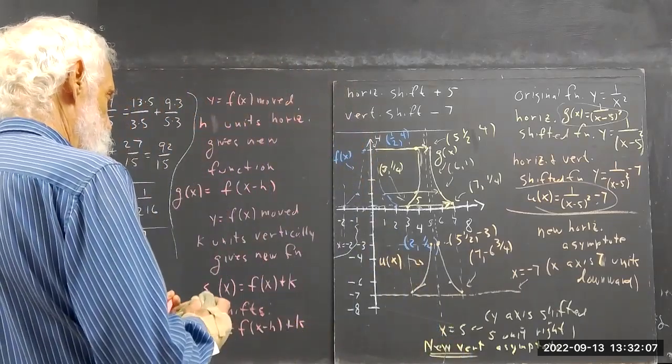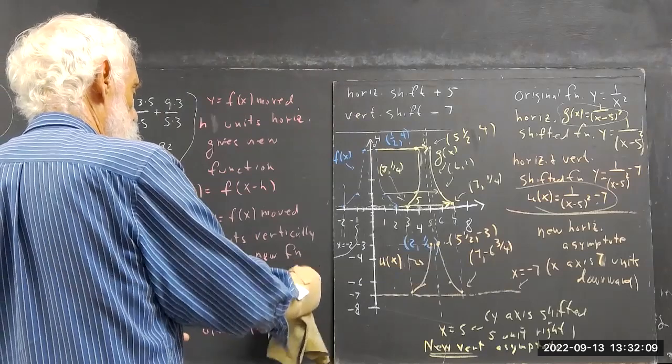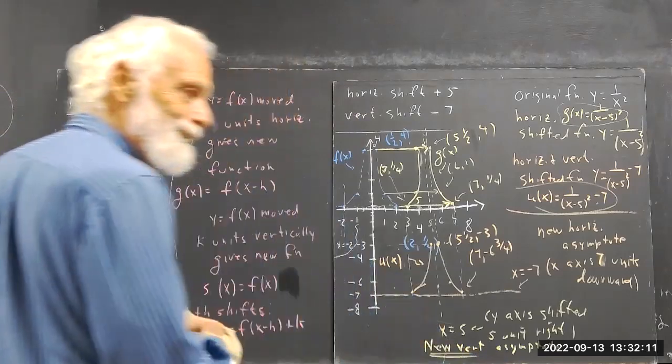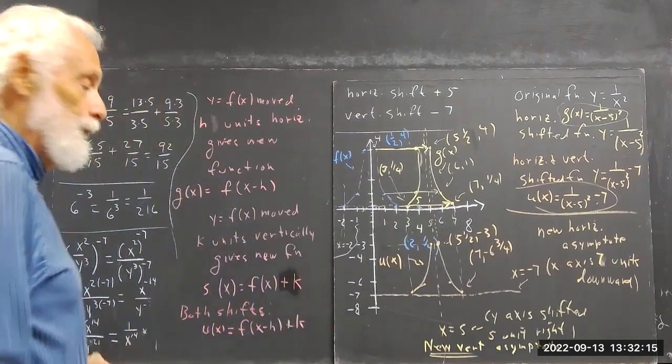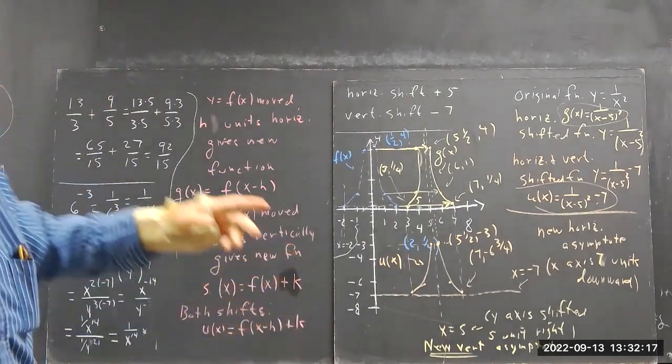Since this is going to still go viral, but not as well as the other one. This f of x plus k is there. Can't go viral if you're not. Okay.